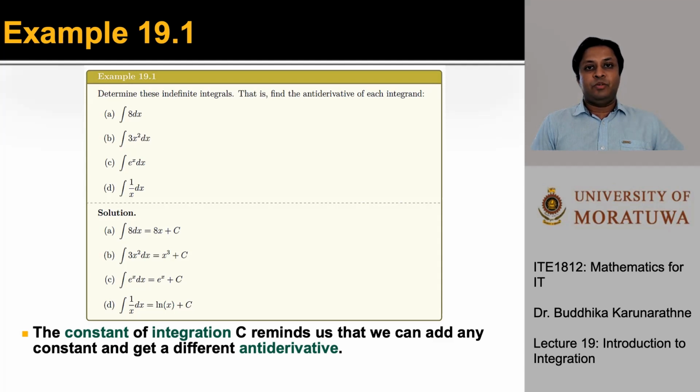We always have to add the constant for indefinite integrals. The constant of integration c reminds us that we can add any constant and get a different antiderivative. So as we defined it in the previous slide, we can have many possibilities for this solution in the case of an indefinite integral.